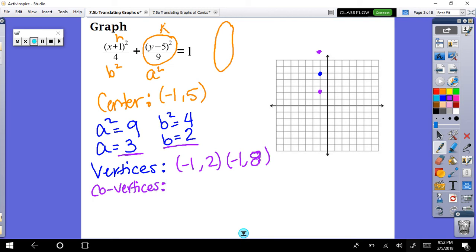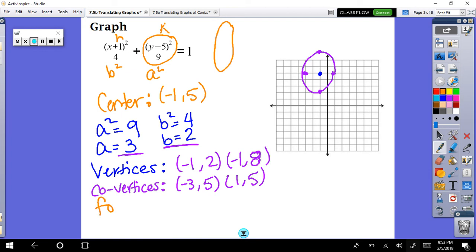Then co-vertices will be plus or minus 2 away from the center in the horizontal direction. So plus 2 from the center here, minus 2. So that's this time the x coordinate will change. So negative 1 minus 2 will be negative 3, 5. It's that point right here. And then negative 1 plus 2, so 1, 5. That's that point right here. So it's easier to see once you have an actual graph to go up and down 3 or right and left 2.